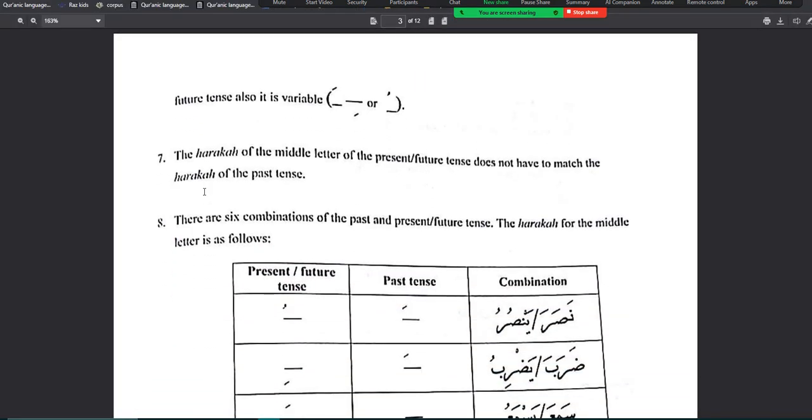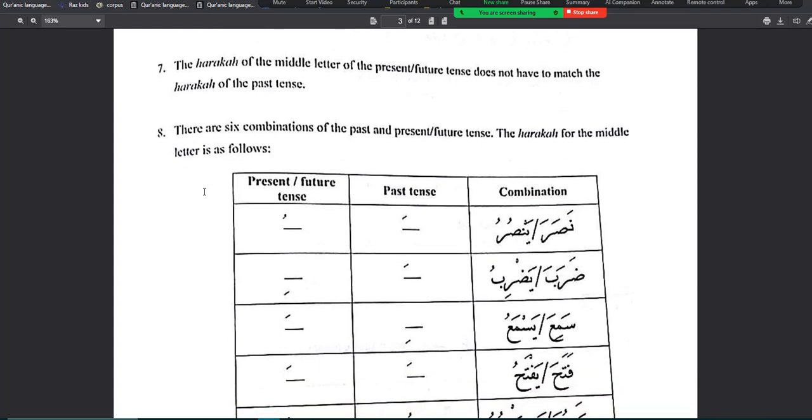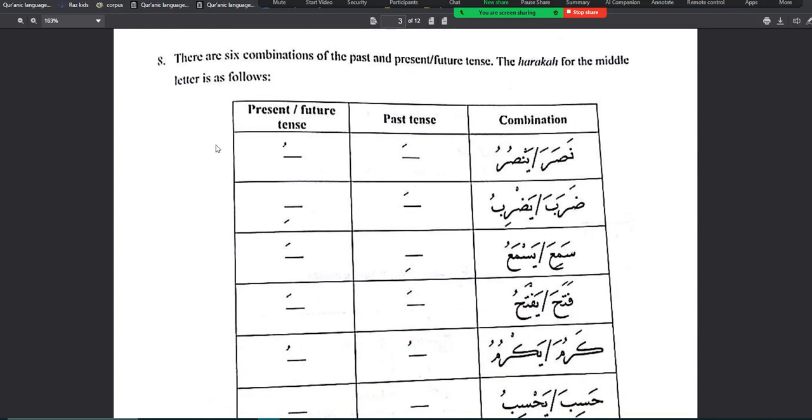There are 6 combinations of the madi and mudare. The haraka for the middle letter is as follows. The first combination is nasara yansuru, right? What haraka does the middle letter of madi have? Fatha. And what does the middle letter of mudare in yansuru have? Dhamma, right? So madi is fatha, but in the mudare the middle letter is dhamma. Nasara yansuru.